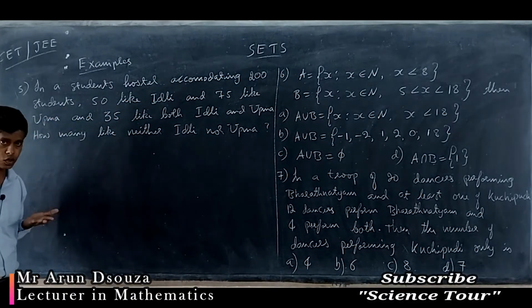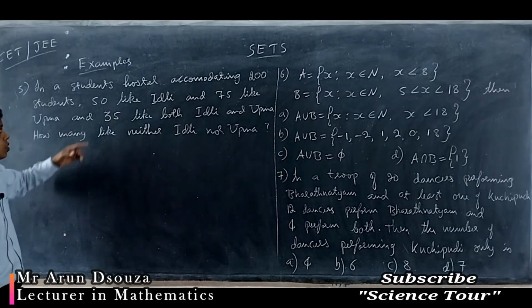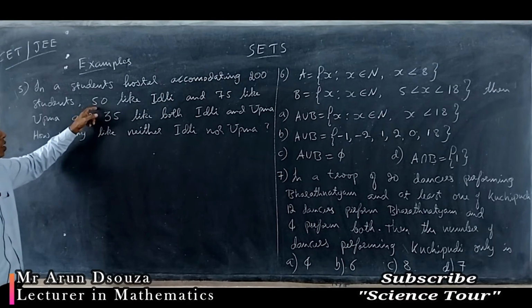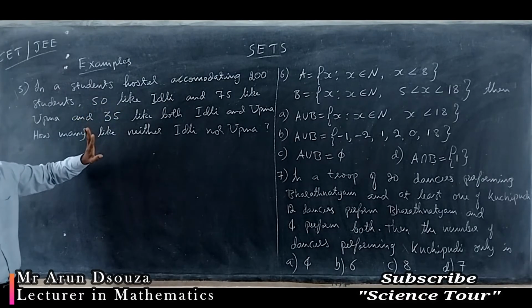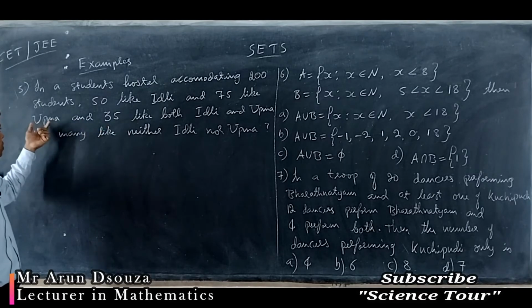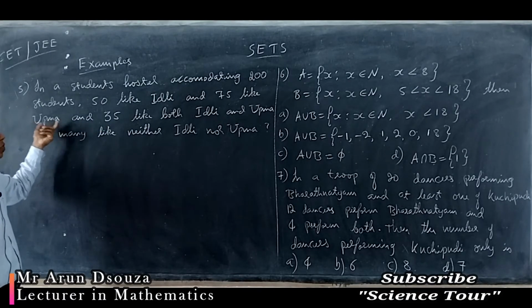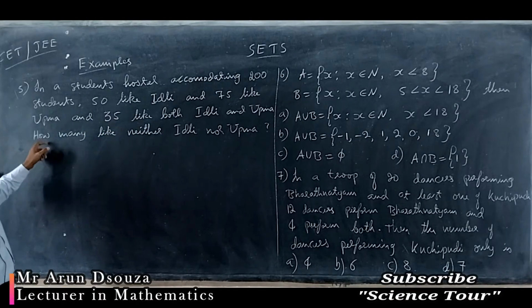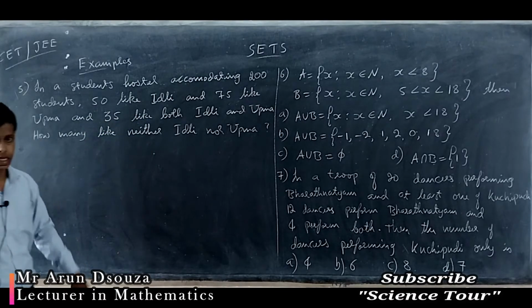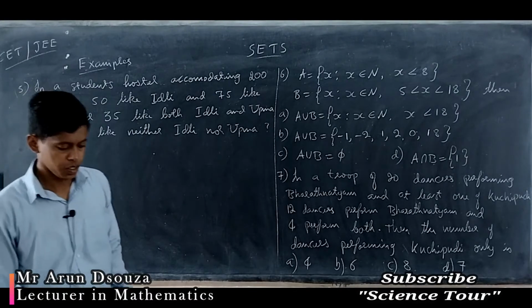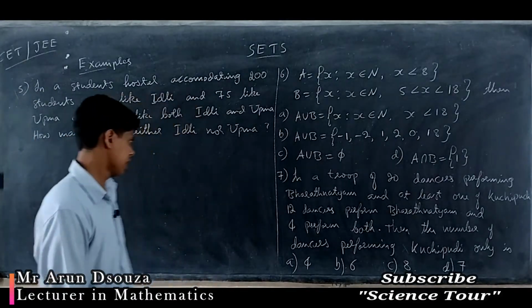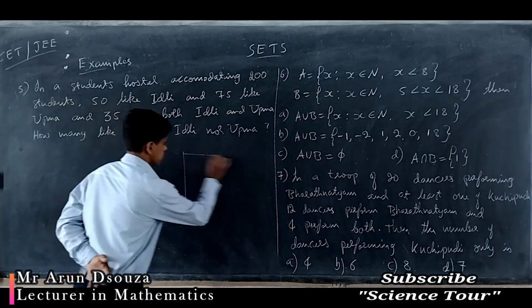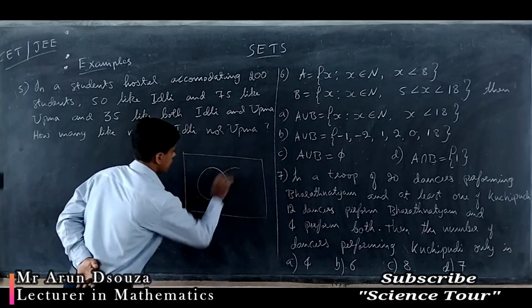In the hostel there are totally 200 students accommodating. 50 like idli, 75 like upma, and 35 like both. How many like neither idli nor upma? So what do you need to find here? Quickly draw the Venn diagram to understand.